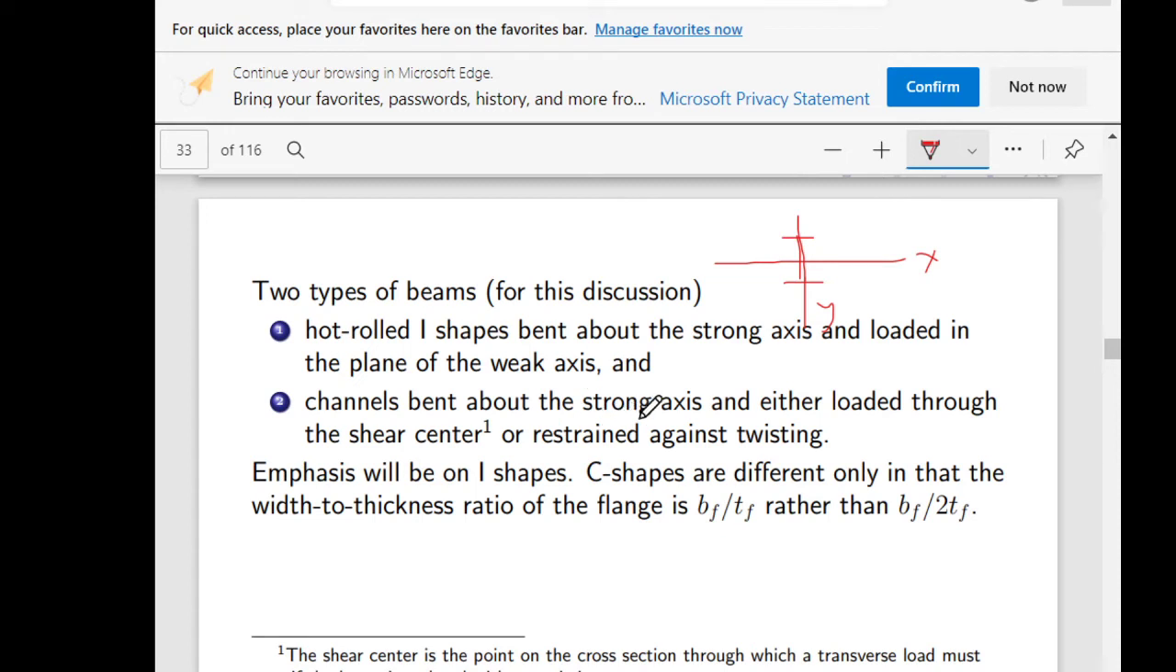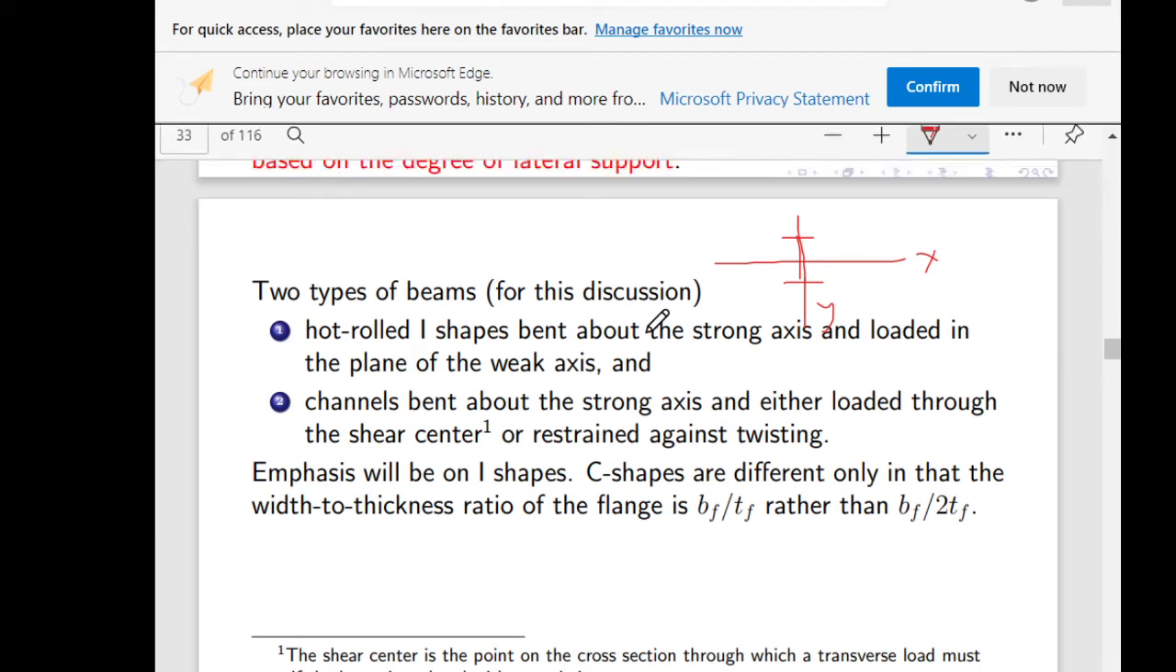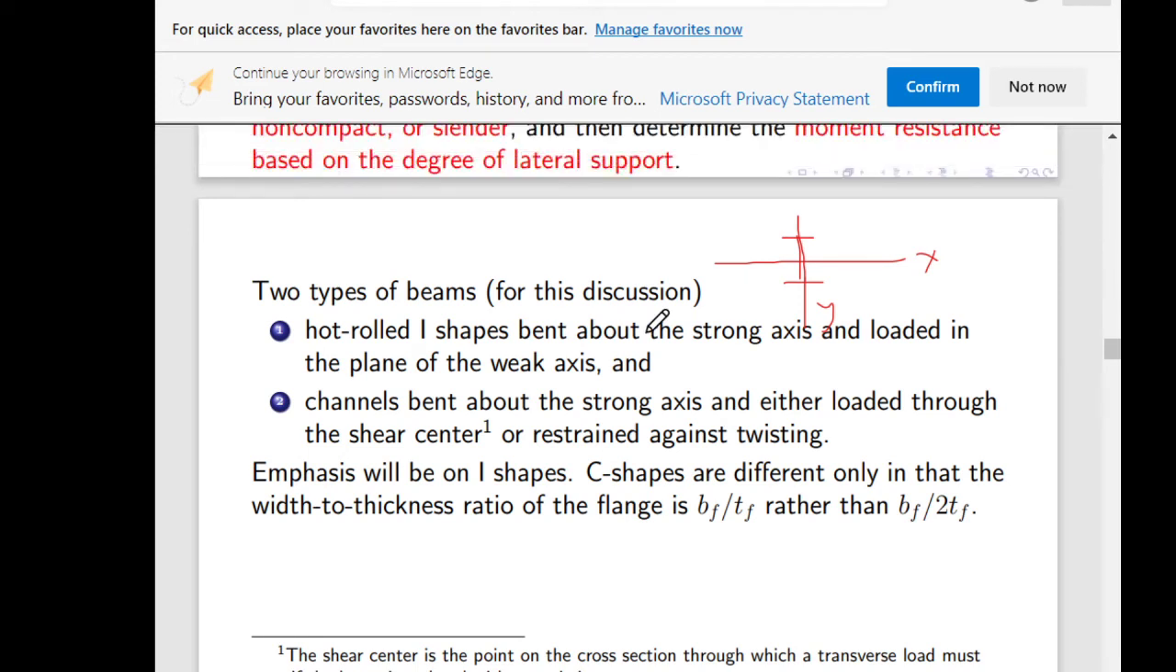Channels bent about the strong axis and either loaded through the shear center or restrained against twisting. Two types of beams: one is hot rolled I shapes bent about the strong axis and loaded in the plane of the weak axis.